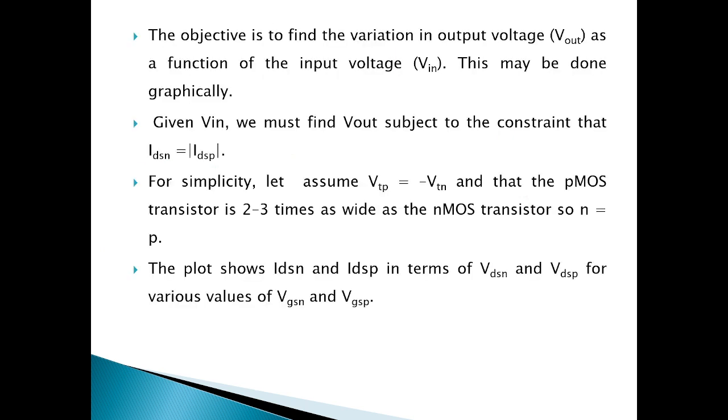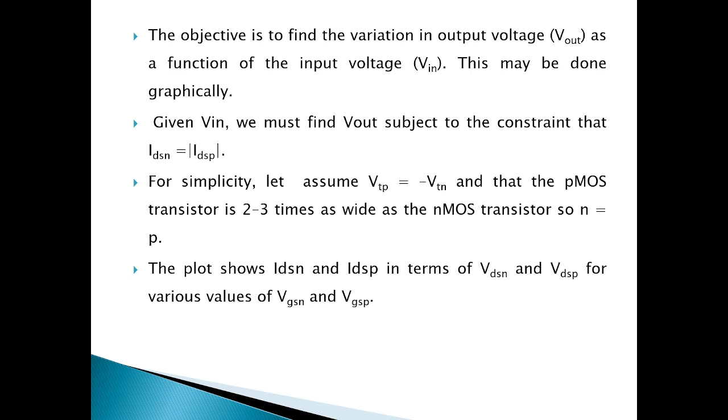Our primary objective is to find the variation of the output voltage as a function of input voltage, because it represents our DC characteristics. This DC characteristics represents the CMOS device operation. How can we find the output voltage? This is very easy with graphical analysis. First we can have various sources of Vin, various values. We can change various input voltages. For a given Vin, we must find the Vout subject to the constraint that IDS of NMOS is equal to IDS of PMOS.